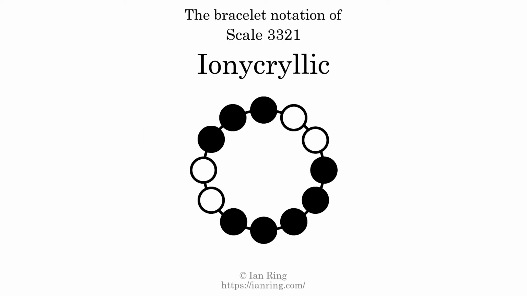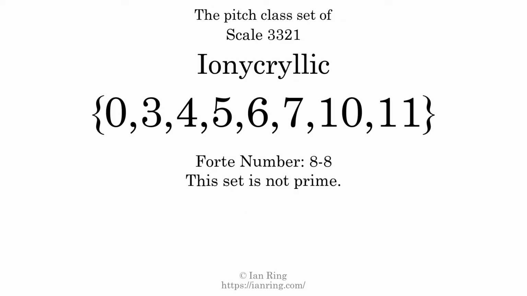This is a bracelet notation diagram of scale 3321. The shaded circles represent tones that appear in the scale, and they are read clockwise, starting at the top. The pitch class set for this scale is 0, 3, 4, 5, 6, 7, 10, 11. The forte class is 8-8. This set is not prime.